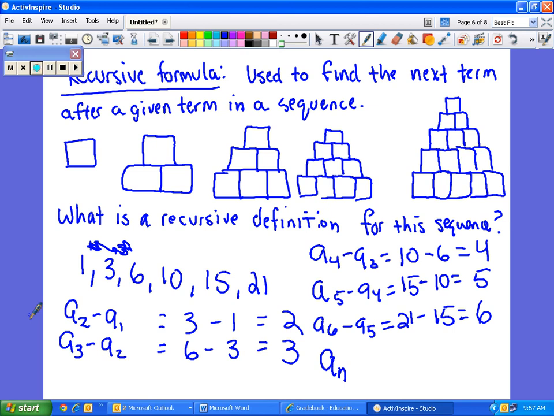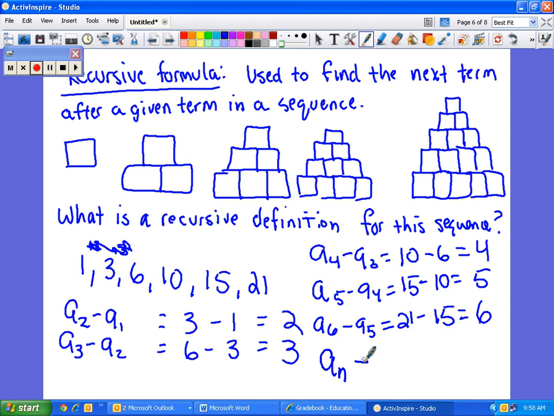Subtracting how many? To get from 2 to 1, I'm subtracting how many? 1. To get from 3 to 2, I'm subtracting how many? 1. To go from 4 to 3? 1. To go from 6 to 5? To go from n to the next term? So how would I write that in terms of n? I'm subtracting what?